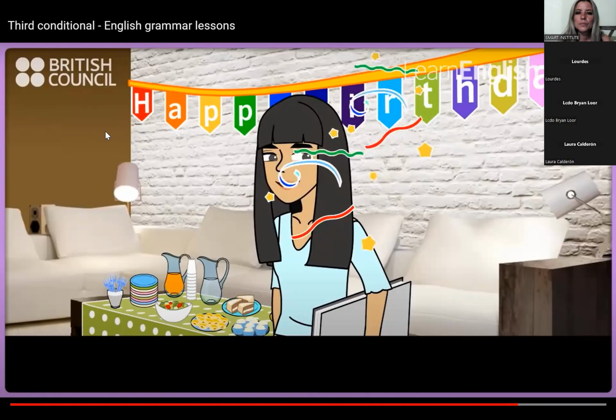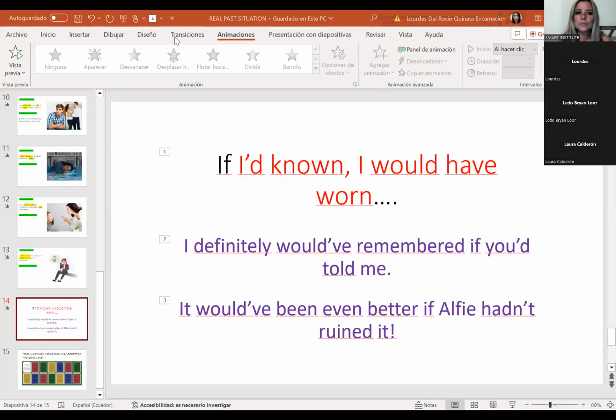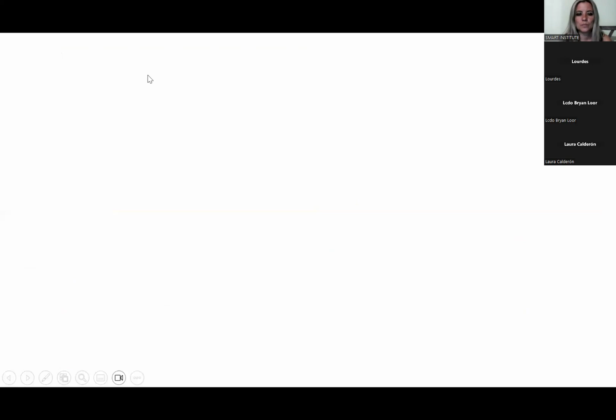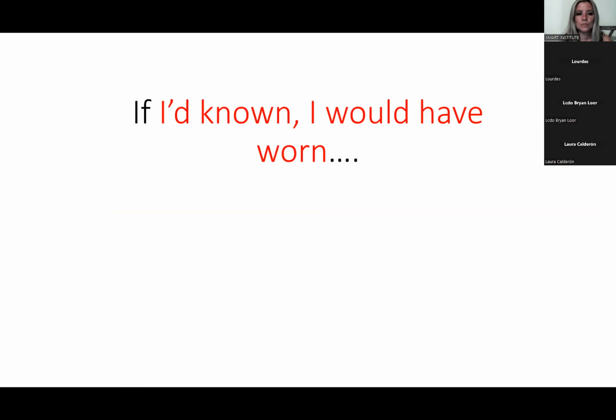Okay, these are the ones that they use in the conversation. Let's see one. You see both clauses, yes, the if clause and the main clause, or the if clause and the consequence. If I'd known, I would have worn. So in the sentence, the person said, I would have worn something better or something nicer. What is the problem in the third conditional?